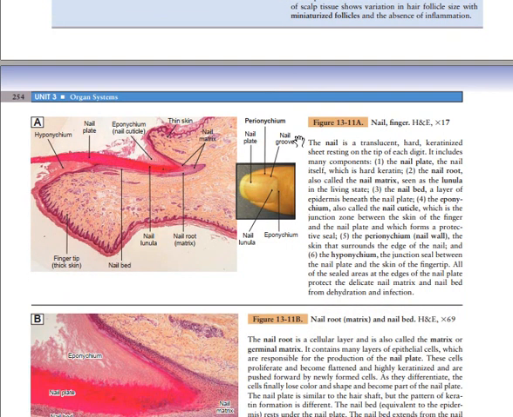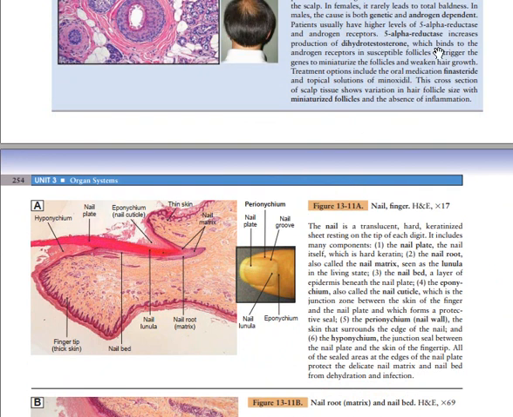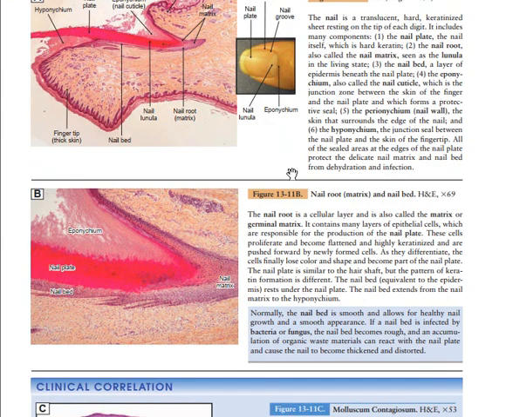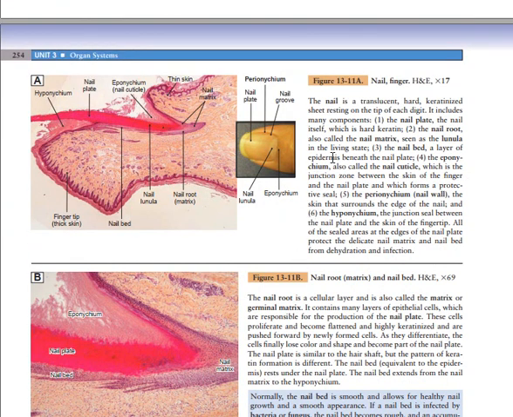Now the next is because you need to know that the males have less hairs compared to the female. So when you have high level of dihydrotestosterone, you're going to have this miniaturization of the follicles. Now the next one is the nail.